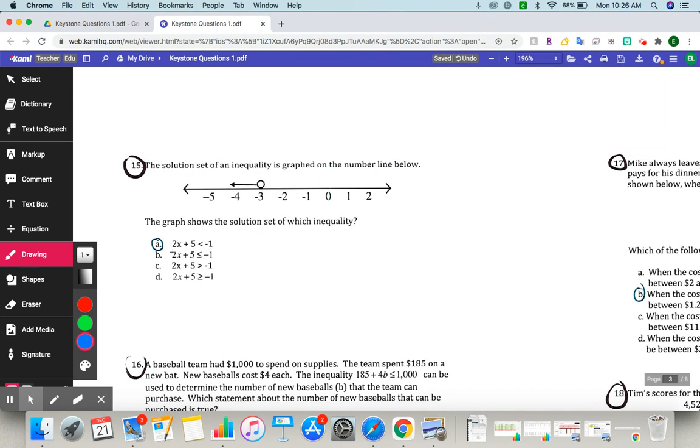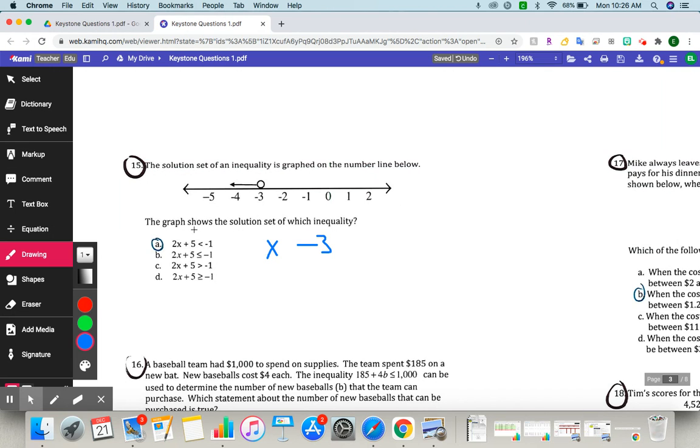For number 15, notice that all of the expressions are the same and all of the original quantities are the same. The only difference are the symbols. So we know that somewhere in here we're going to have x and -3. We just have to determine what symbol would be represented by this open circle and the arrow to the left.